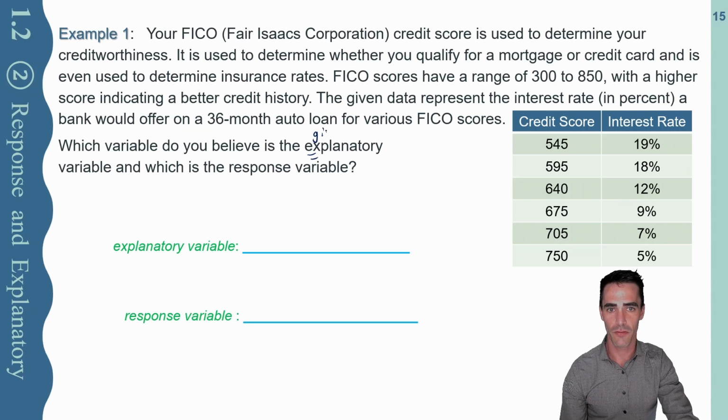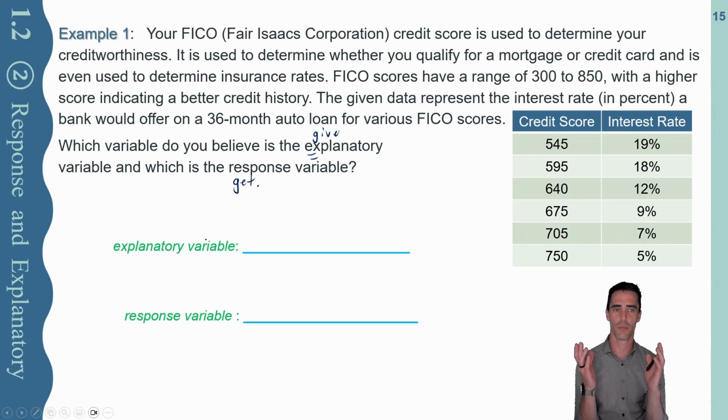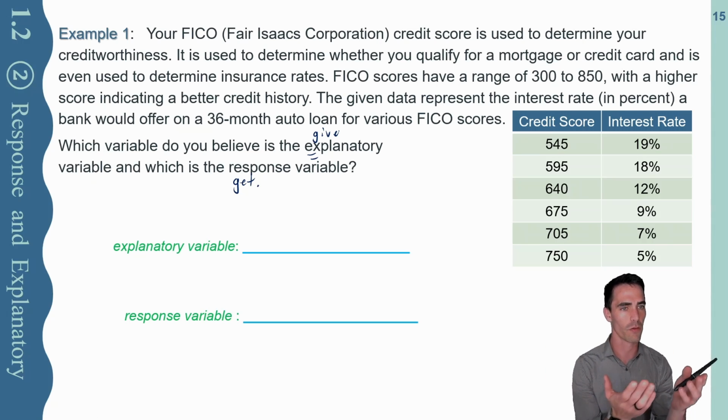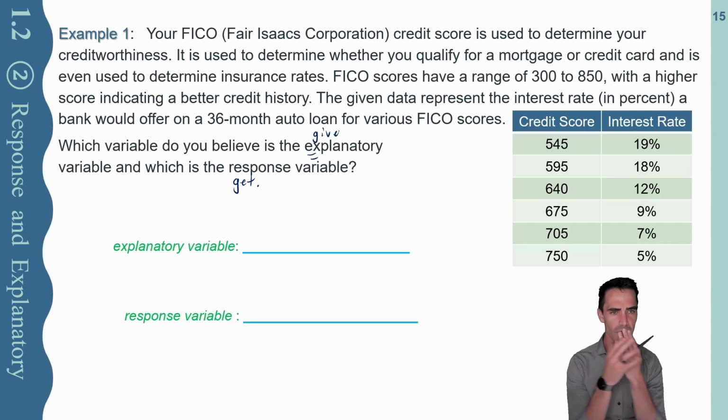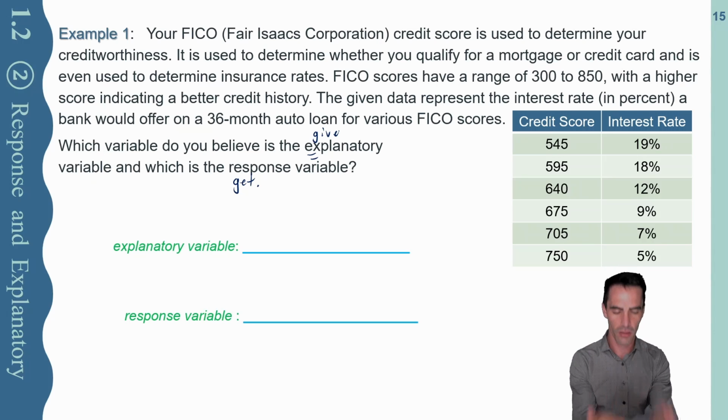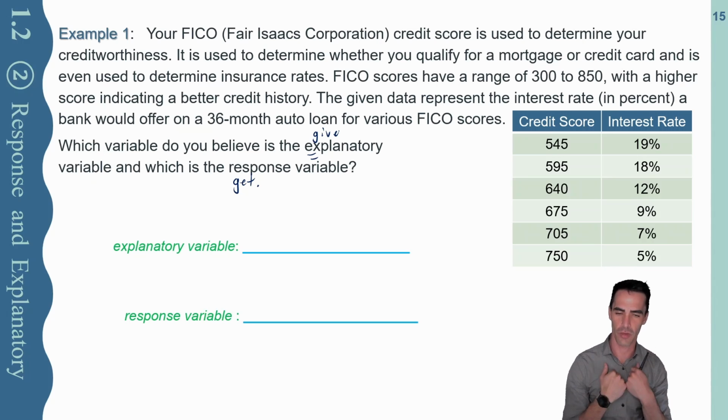Again, that's the one you give. And which one is the response variable? That's the one that you get. And again, it really depends on the perspective of the bank, but when you're looking at this credit score and interest rate business, what we should be thinking of is which one are we going to give and which one are we going to receive?